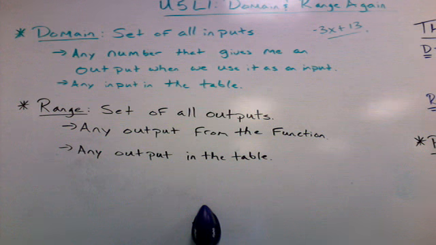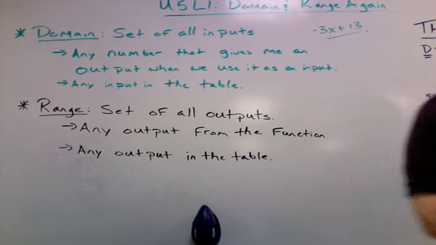Now for number 2 on this sheet, they give us a table. When they give us a table, it's a little bit different to find our domain and range. Our domain is any input in the table. So for number 2, what's your domain? All of them. All the x's in that table is our domain.